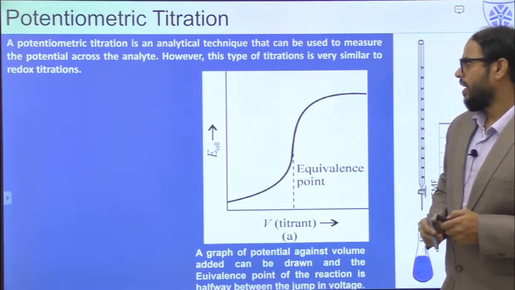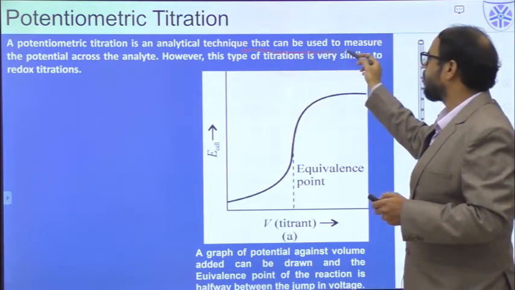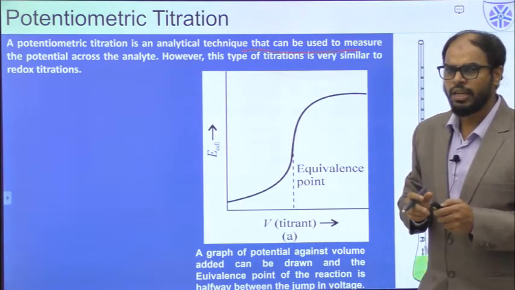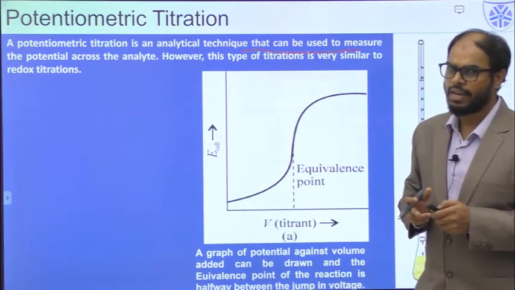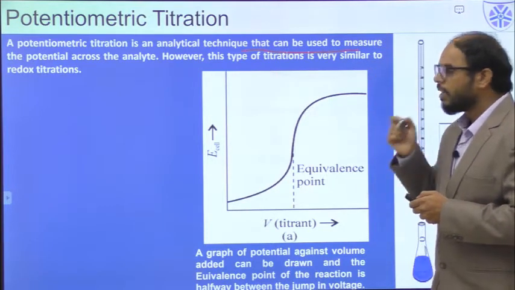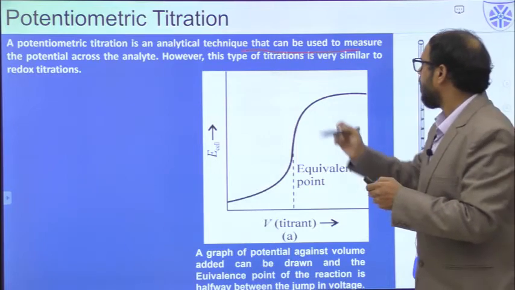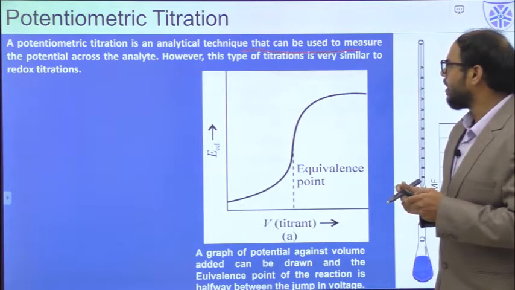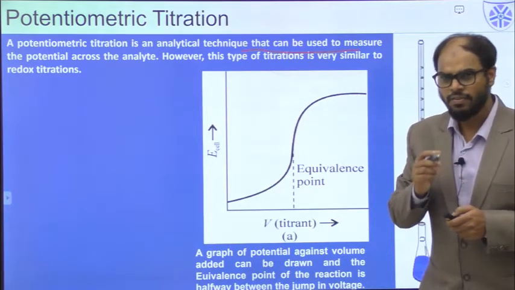What is a potentiometric titration? It is a technique that can be used to measure the potential across the analyte. We have told very clearly that a solution whose concentration is to be determined is called the analyte. When we keep on dropping a titrant from the burette into the analyte, the potential of the analyte changes. What we are doing is measuring the potential across the analyte using a set of electrodes. One is the indicator electrode, the other is the reference electrode.